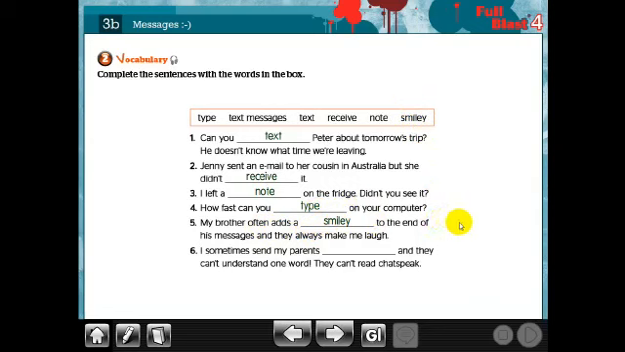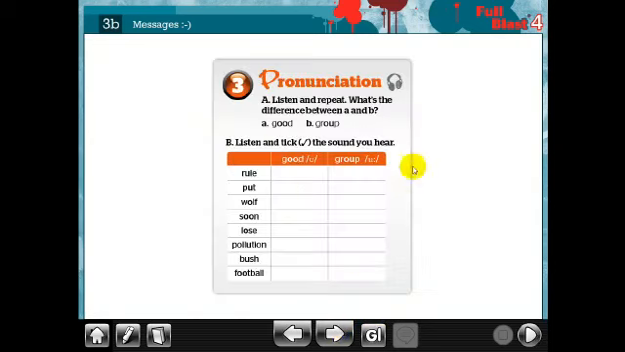Number six, I sometimes send my parents text messages and they can't understand one word. They can't read chat speak. I send them text messages in chat speak. Okay, my dear students, next.